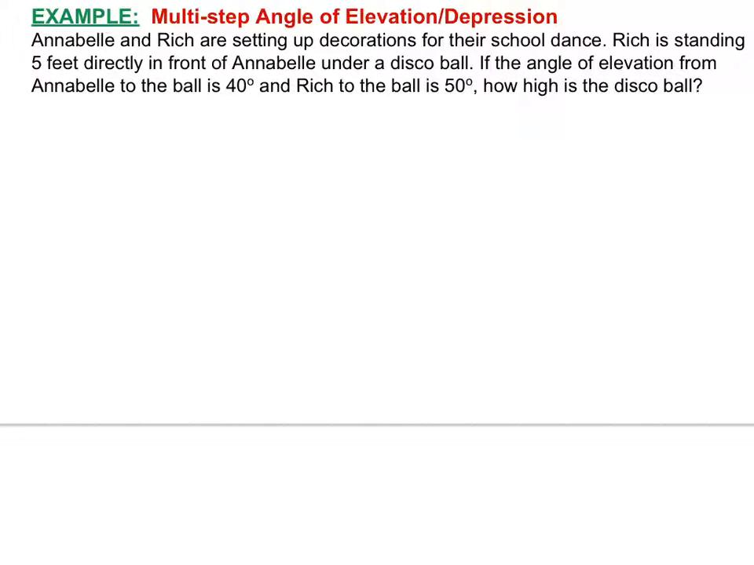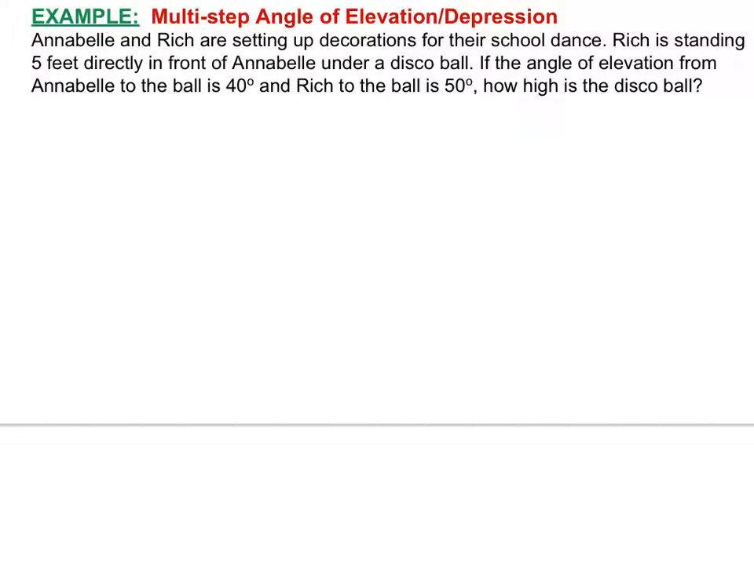This is an example of a multi-step angle of elevation depression problem. We're going to draw a picture and solve for a missing measure. Because we are working with trig functions, we are always going to think about SOHCAHTOA, and we're also not going to round mid-problem. We're going to try to carry that value all the way through.